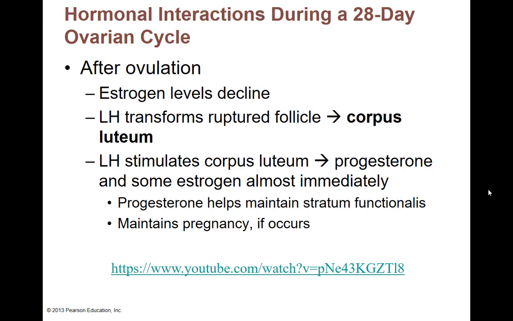Again, it's trying to make sure our body's ready for an egg to be fertilized and to sustain it. That progesterone also helps maintain that stratum functionalis layer, that inner part of the endometrial layer. It tries to make sure it has all the nutrients so that when a fertilized egg lands and implants there, it's ready for it. And it also helps maintain the pregnancy if it occurs. The word progesterone means for pregnancy. So it's there to make sure everything in the body is ready to maintain the pregnancy.